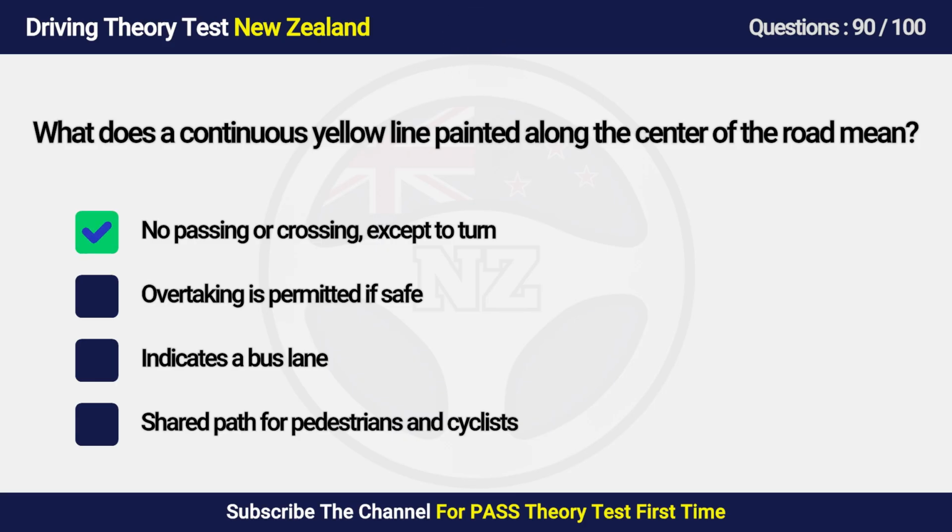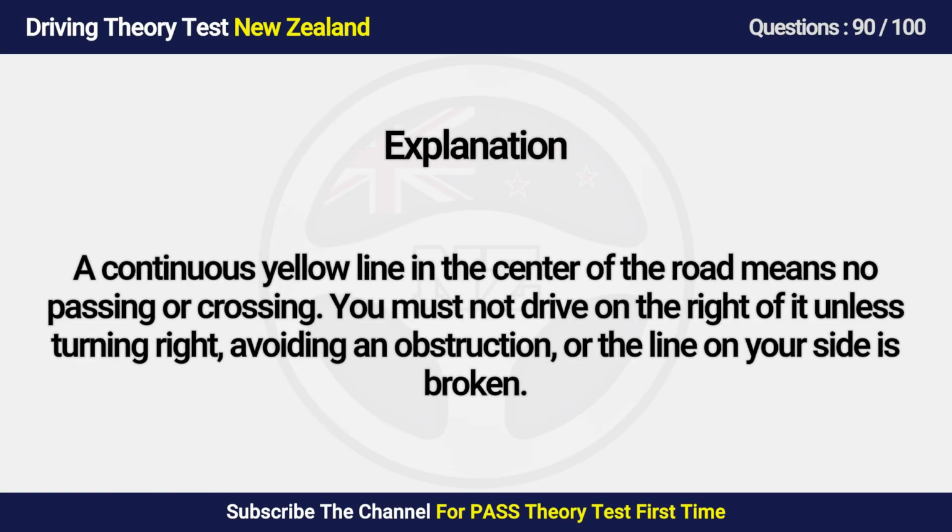Answer is A. No passing or crossing except to turn. A continuous yellow line in the center of the road means no passing or crossing. You must not drive on the right of it unless turning right, avoiding an obstruction, or the line on your side is broken.